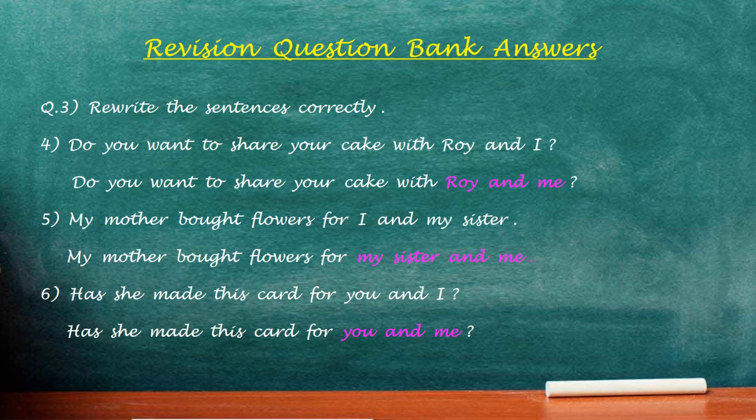Answer 4. Do you want to share your cake with Roy and I? Do you want to share your cake with Roy and me? Answer 5. My mother bought flowers for I and my sister. My mother bought flowers for my sister and me. Answer 6. Has she made this card for you and I? Has she made this card for you and me?